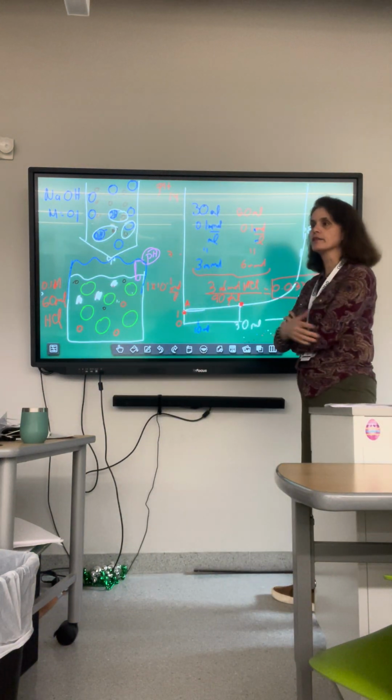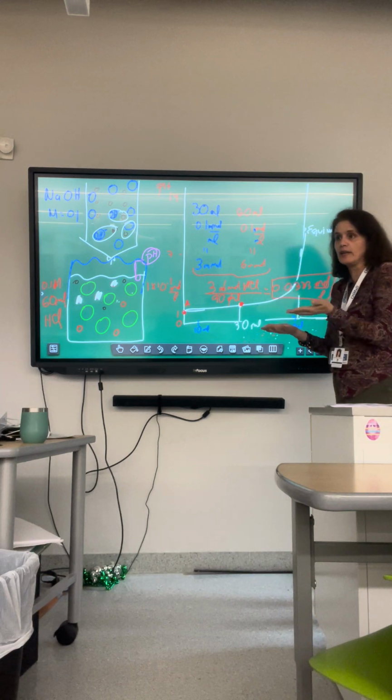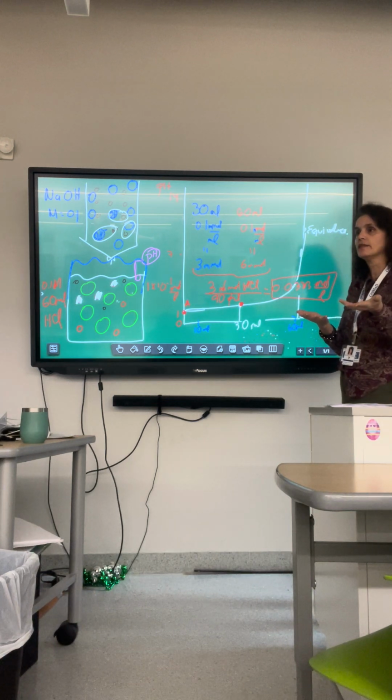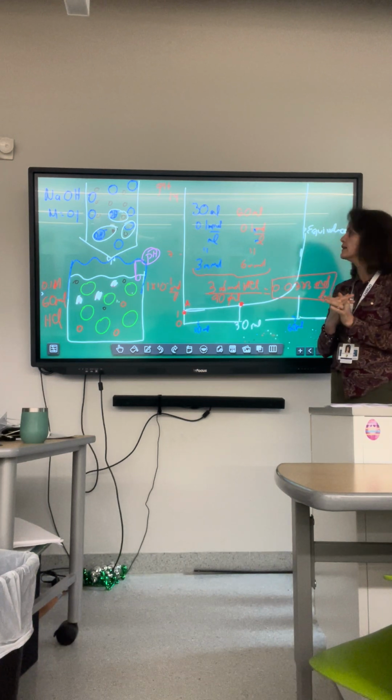It's a little higher, right? It became a little bit more basic. Why? Because we are neutralizing the acid, right? Everybody okay with this?